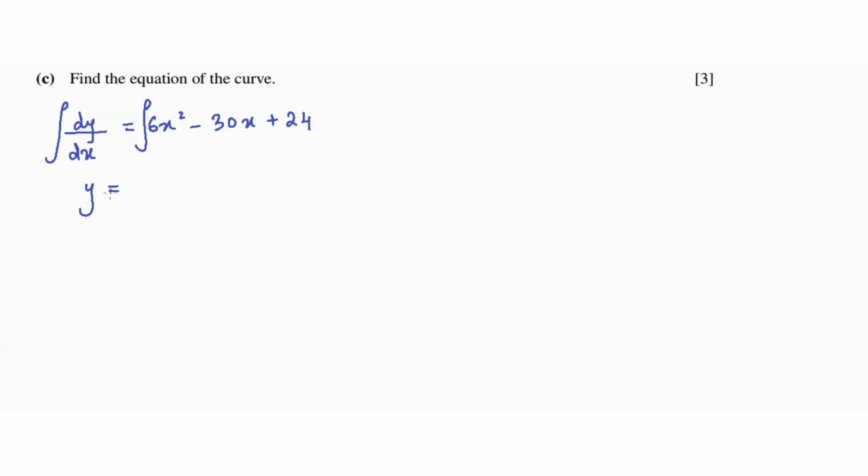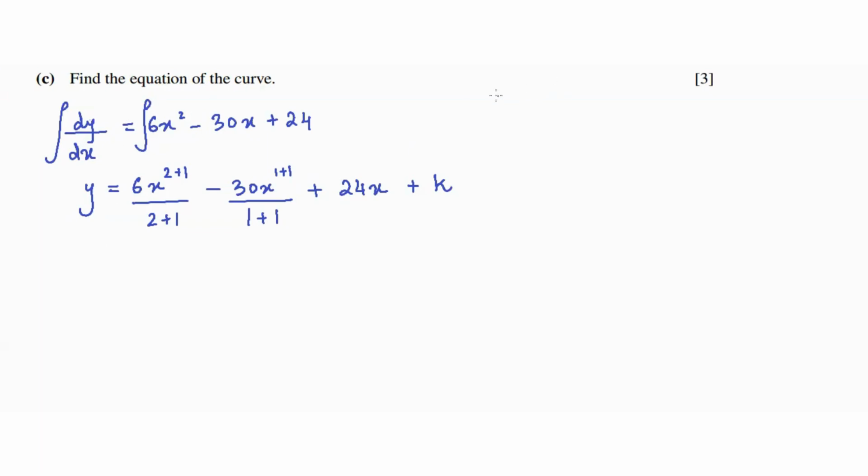And before we were subtracting 1 from the power, so now you would add 1 to the power, which means it would be 6x to the power of 2 plus 1 divided by 2 plus 1, minus 30x to the power of 1 plus 1 divided by 1 plus 1, plus 24x. Now in integration, your constant gets a variable and you always add another constant. In case our integral had limits, then there would be no constant over here. Since there are no limits in this case, we add a constant with the variable k.